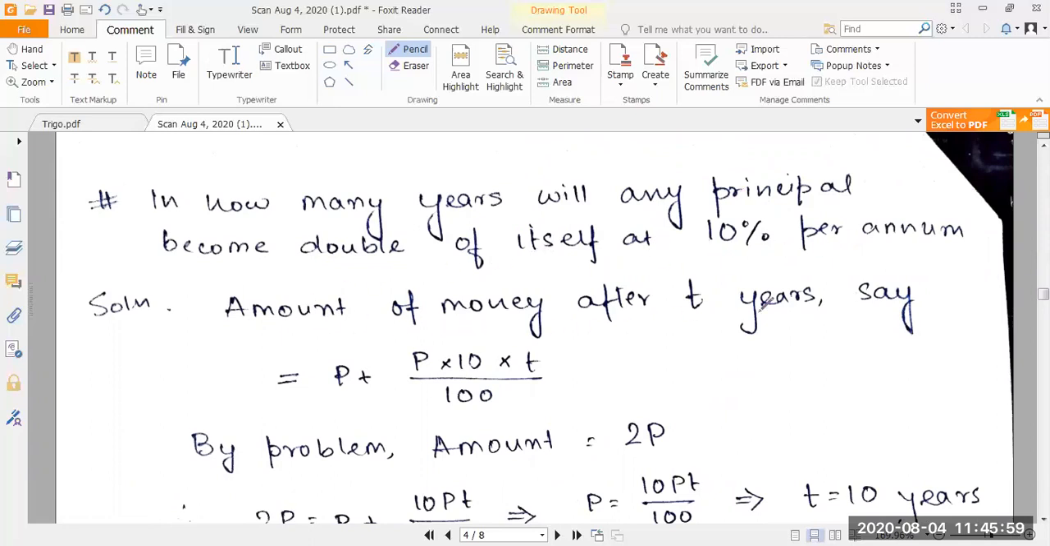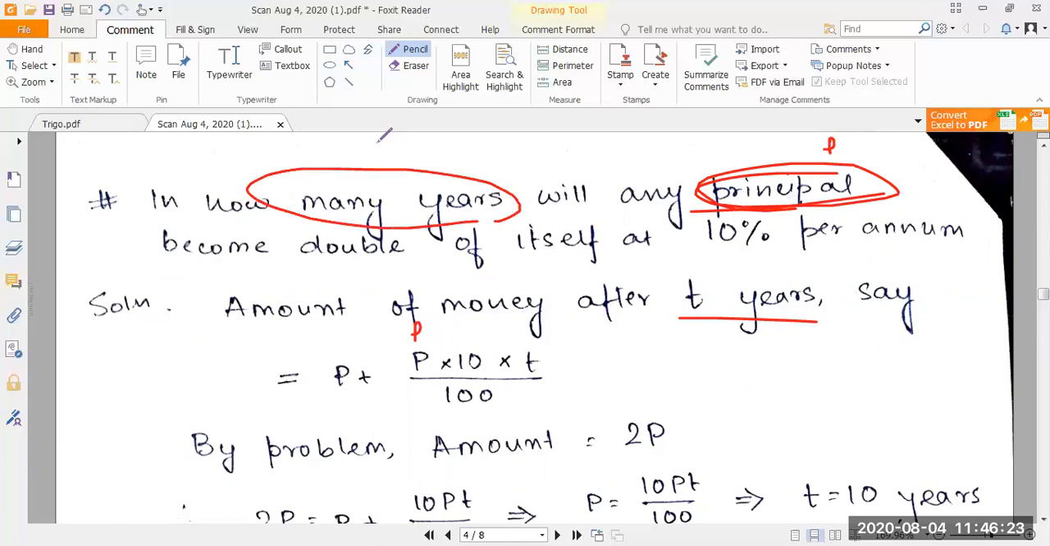So the amount of money after T years is P plus PRT by 100. We assume the principal amount to be P since we don't know that value. The principal is essentially given to us and we need to find in how many years. Both T and P are unknown, but P is some amount that could have been given to us. T is the original unknown value.